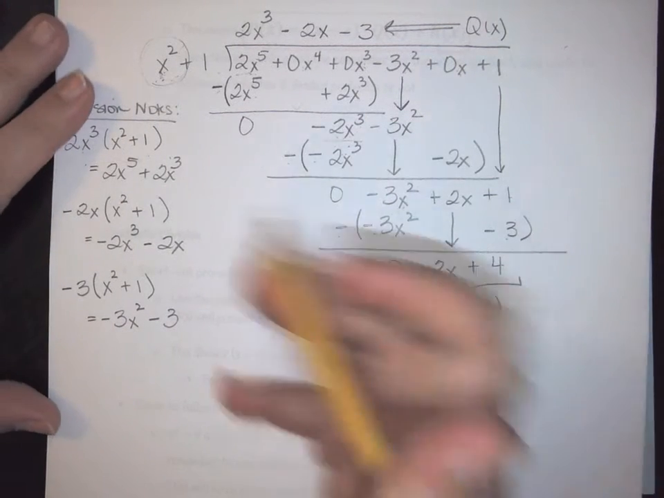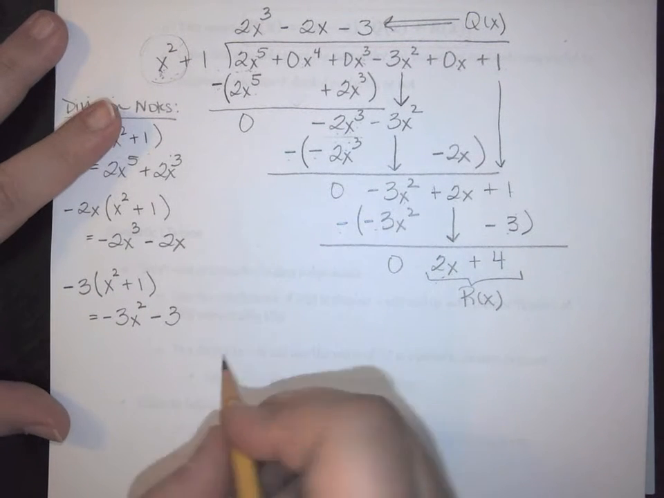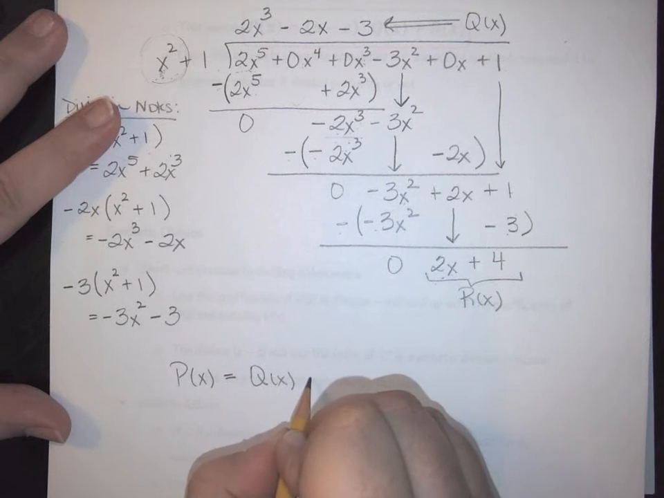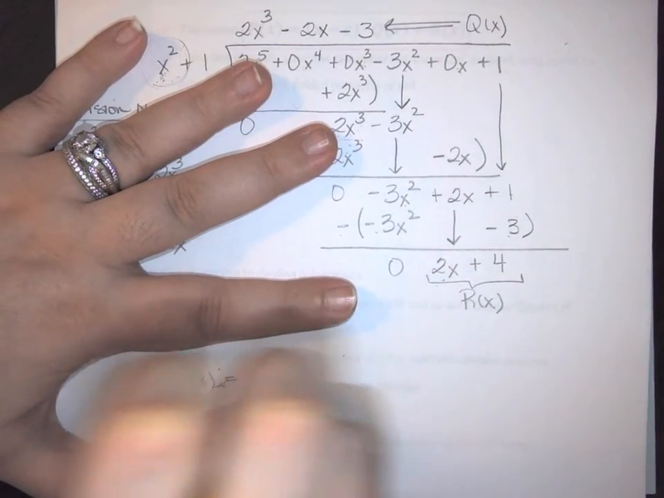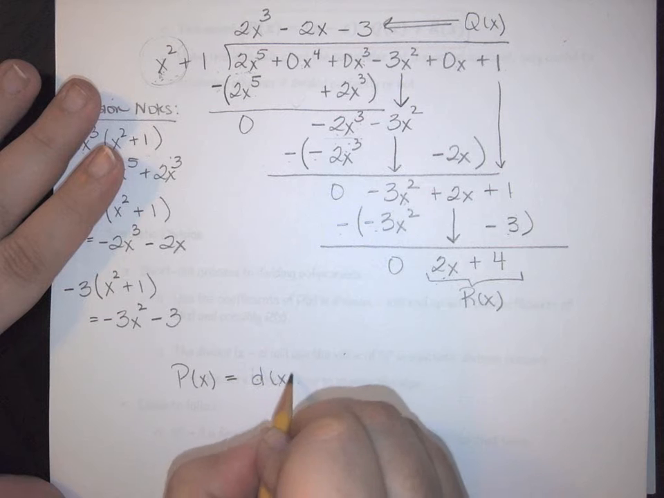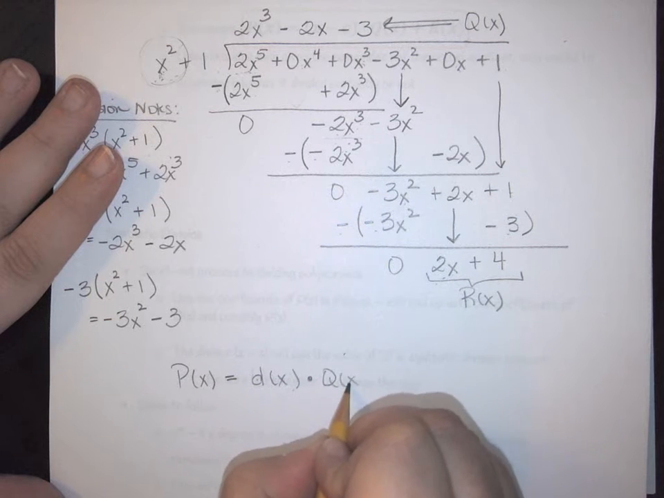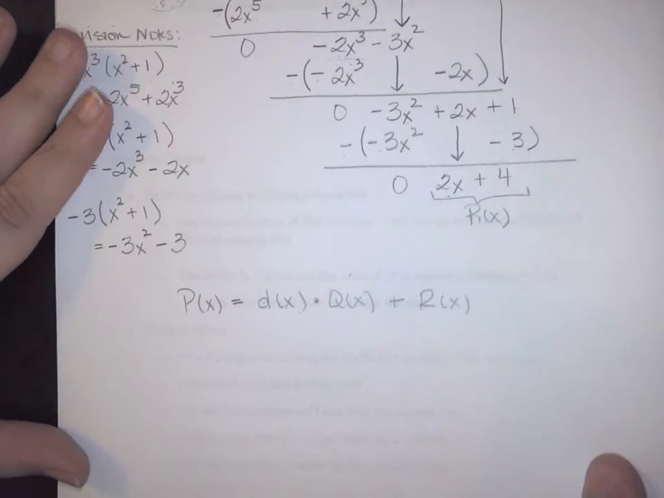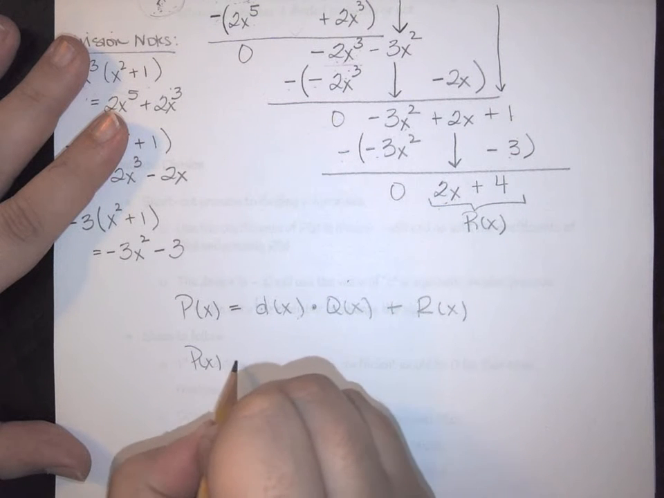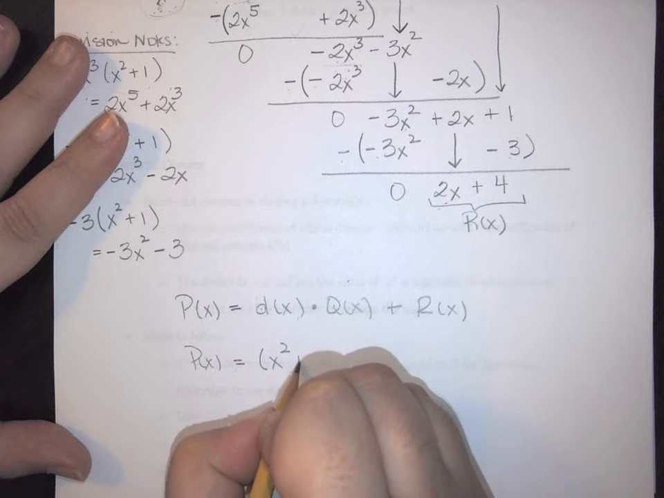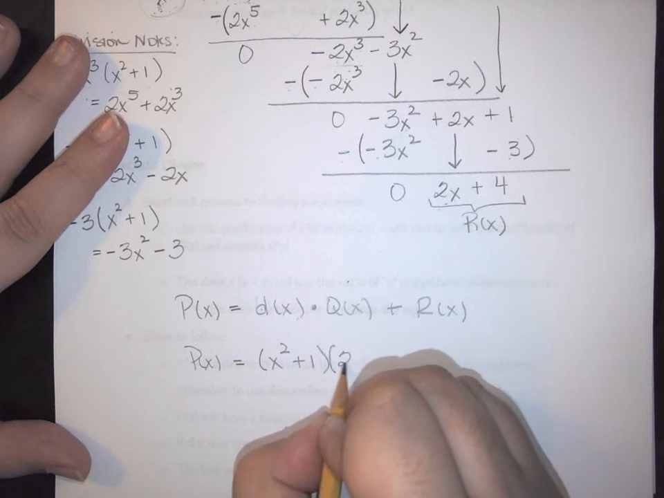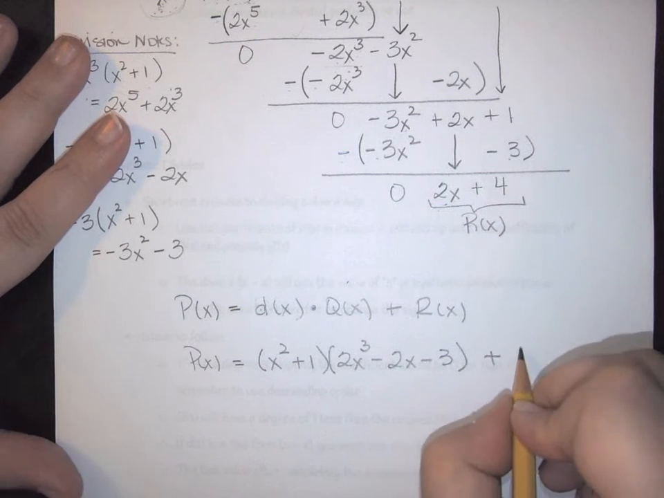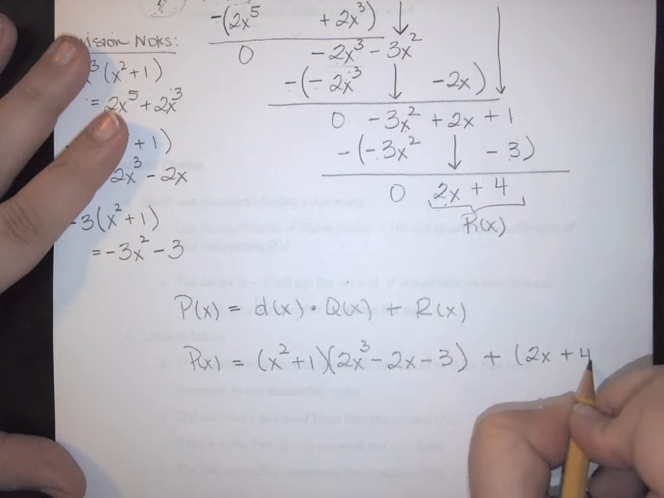Now, with that, you would then write your solution. So your solution here would say that p of x is equal to, sorry, let me write that, is equal to your divisor first. So we'll do d of x times your q of x plus your remainder. So in this case, we would have that p of x is equal to x squared plus 1 times 2x cubed minus 2x minus 3 plus parenthesis 2x plus 4.